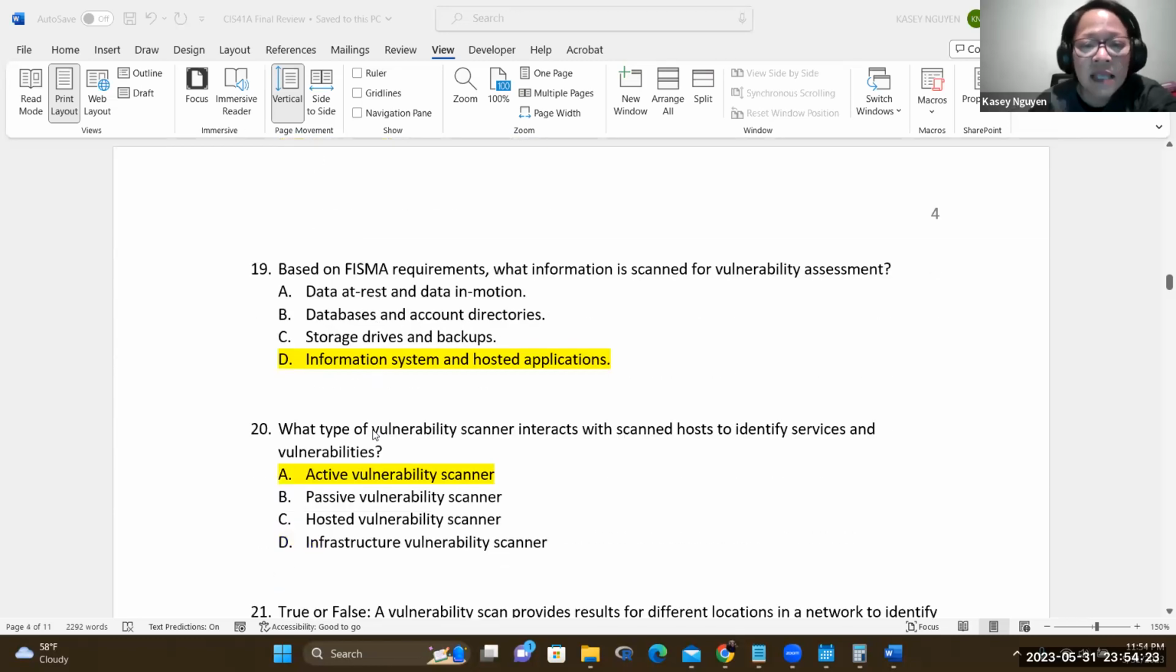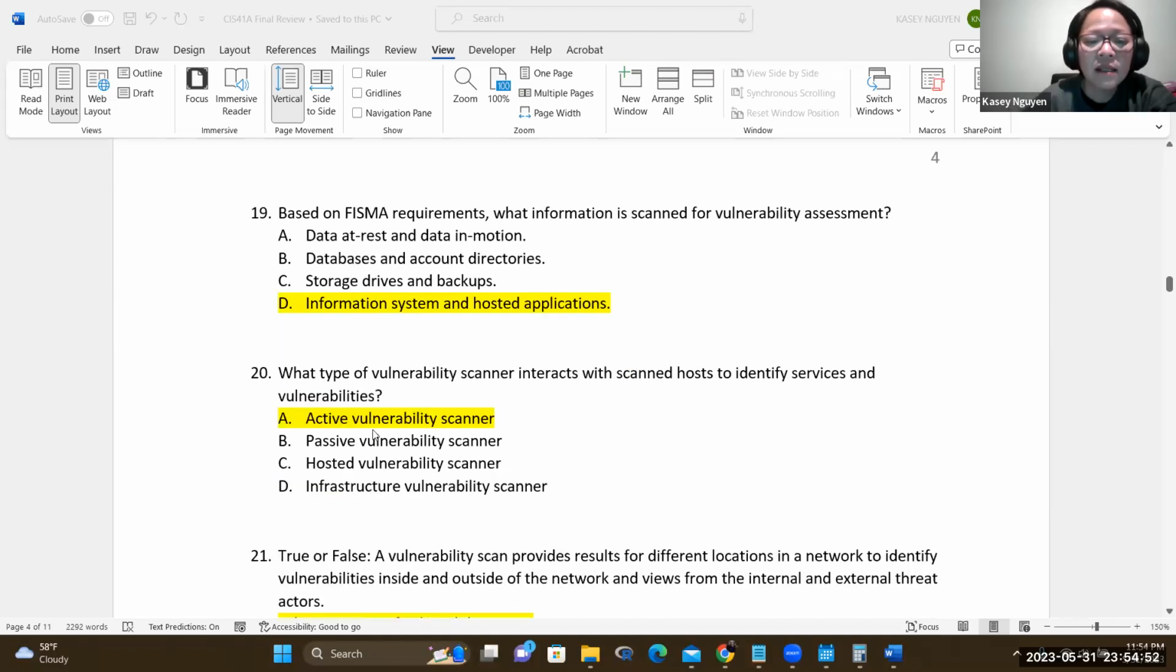19. Based on FISMA requirements, what information is scanned for vulnerability assessment? So for FISMA, this is going to be for a federally regulated company. This is required to scan information systems and hosted applications. So if the application is hosted by a service provider, that also needs to be assessed for vulnerabilities, even if it's not in-house.